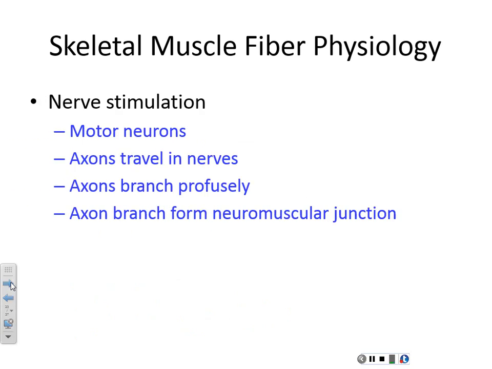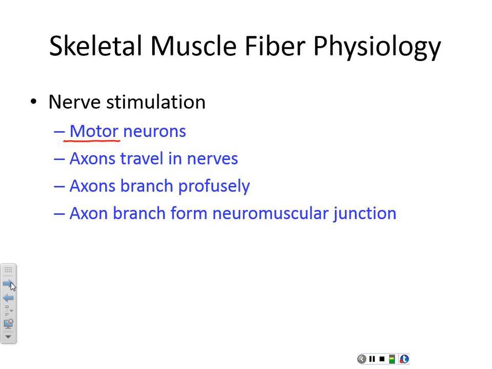Nerve stimulation comes through the motor neurons. Motor, because they are making the muscle do something. They are motorizing them. So they are motor neurons, coming from the CNS and going down to voluntarily controlled muscle contraction.